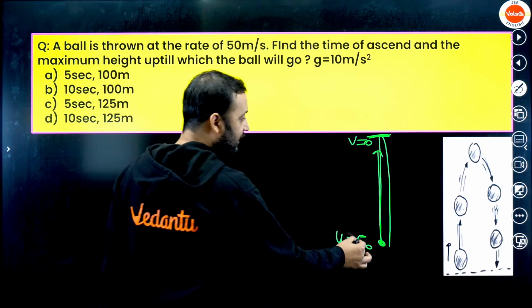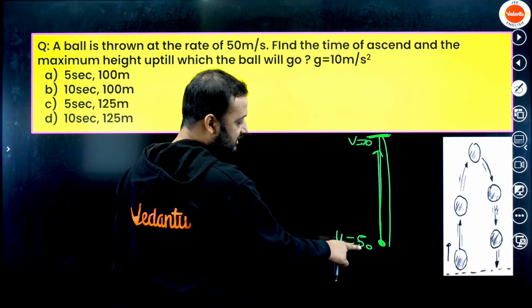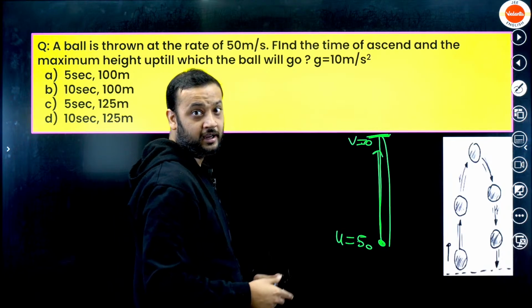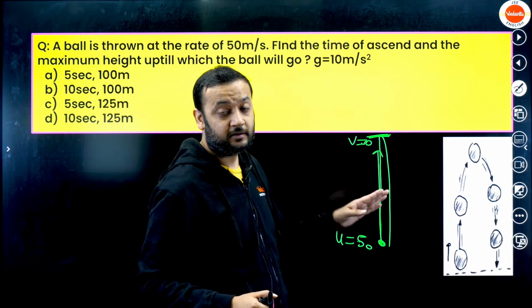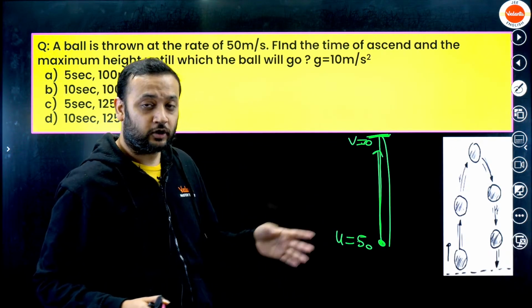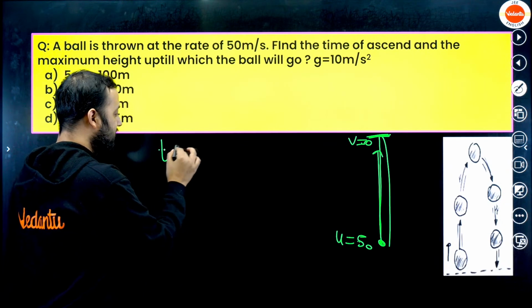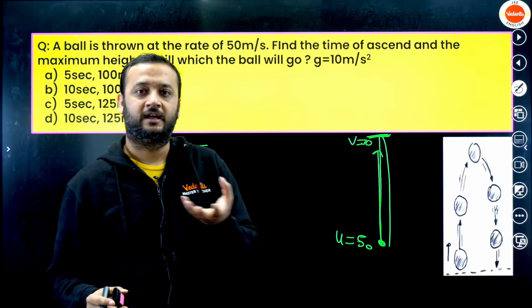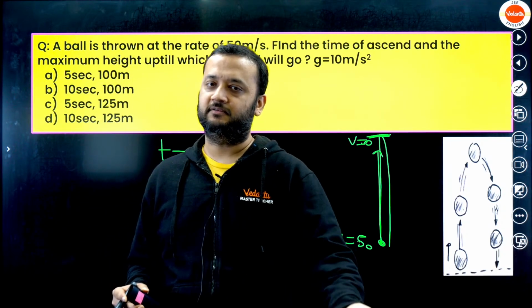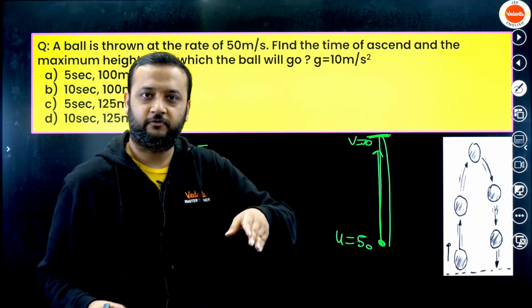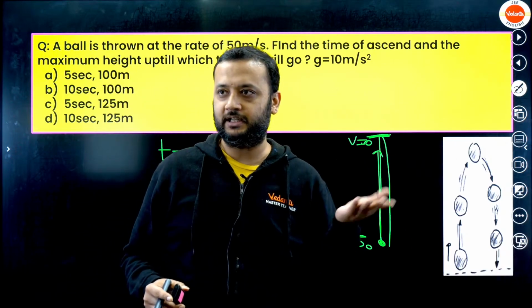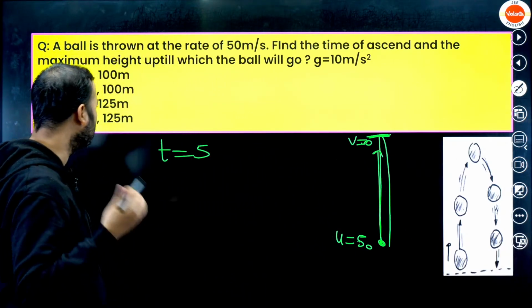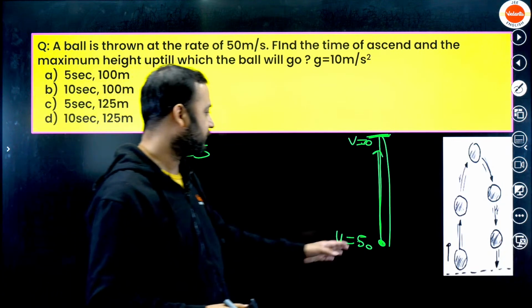So can we say how much time? Initial biscuits is 50, final biscuits is 0. And what is the value of gravity? 10. That means speed is decreasing at the rate of 10. So in how much time? 5 seconds, guys. 50 will become 0 in 5 seconds. Every second Earth is taking 10 velocity away. So 50 will become 40, 40 will become 30, 30 will become 20, like that. Can you see how fast we have found the time of ascent?